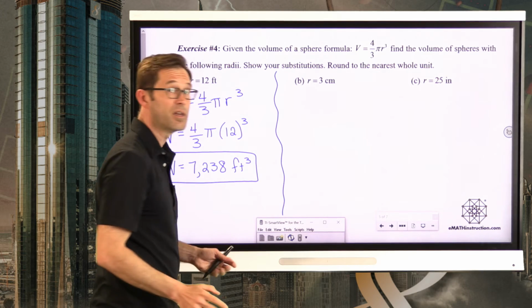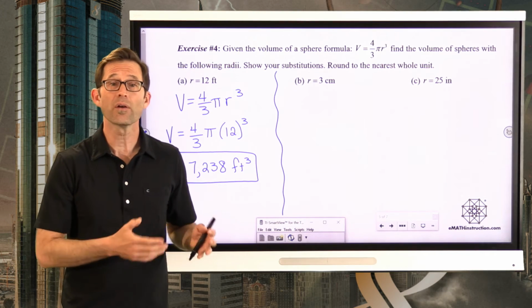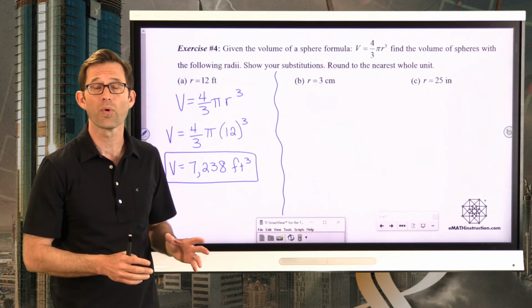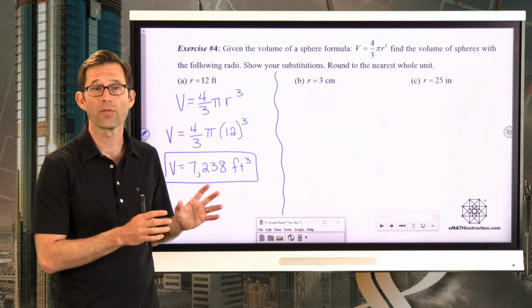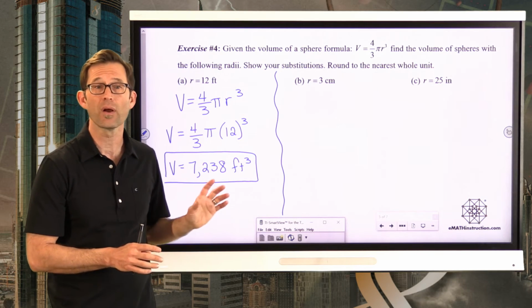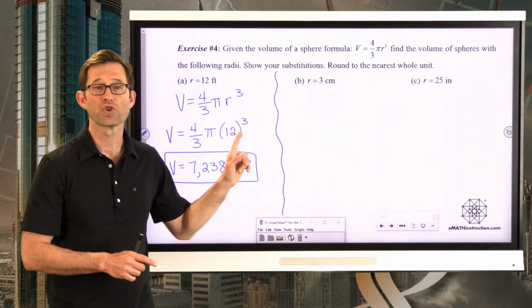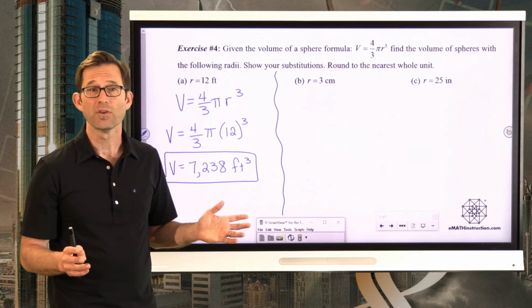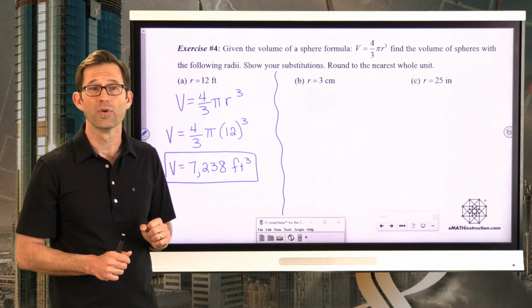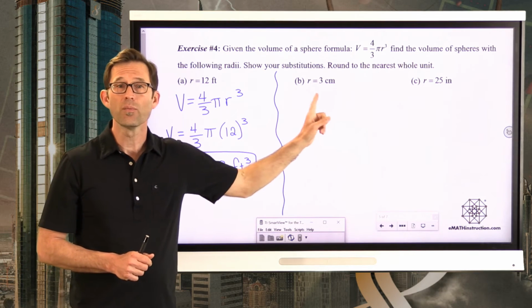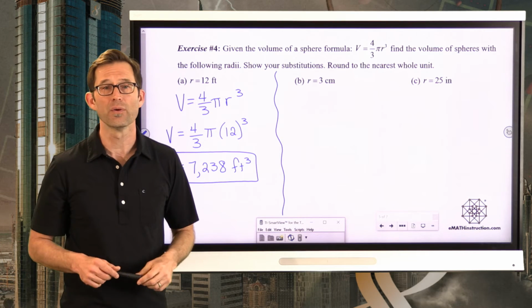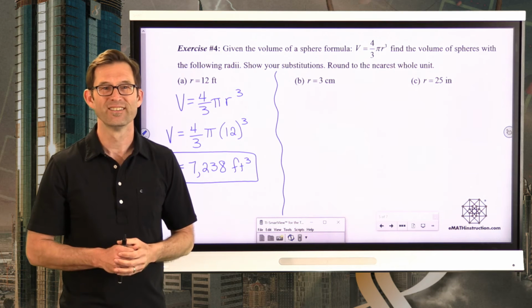All right, but that's it. It's actually very, very easy to do, even given our scientific calculators, very simple. We just have to be careful about making sure we get everything in there. Make sure you have the pi, make sure you're raising it to the third power, not just squaring it, right? But then the rest of it is letting the calculator do its work. So try to find the volume when the radius is 3 centimeters and when the radius is 25 inches. Don't forget to put proper units on. Pause the video now.